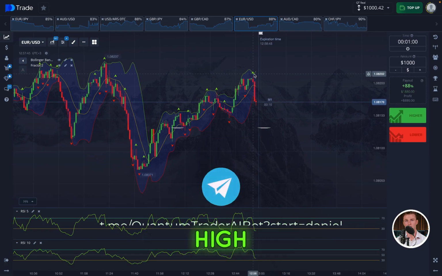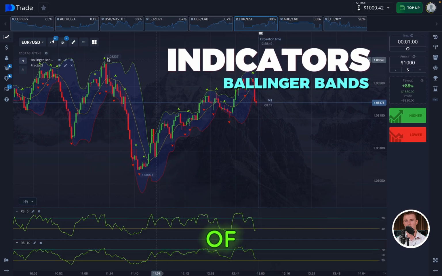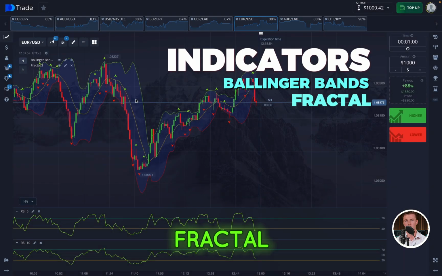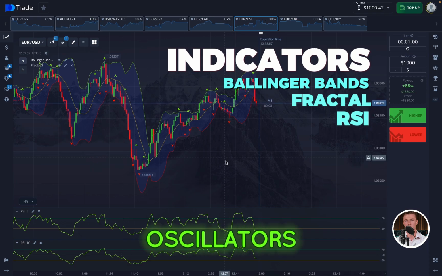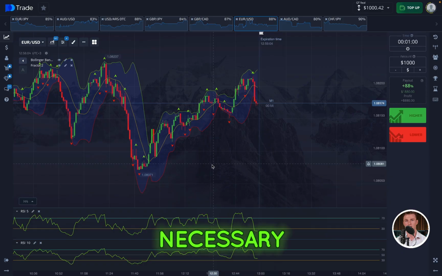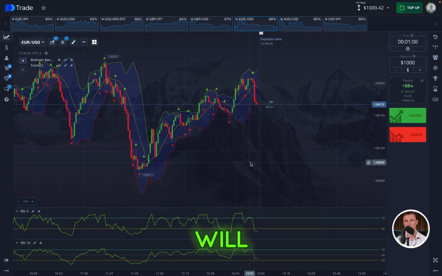I conducted a high quality analysis and indicators such as Bollinger Bands with a period of 13 and a deviation of 2 as usual, a fractal with default settings and RSI oscillators. We will have the first with a period of 5, the second with a period of 10. This is necessary in order to understand the different price range, and they will show it to us. We will also focus on them. We also leave the oversold and overbought areas at 30 and 70 by default. These settings are quite enough. So, let's start with 1,000.